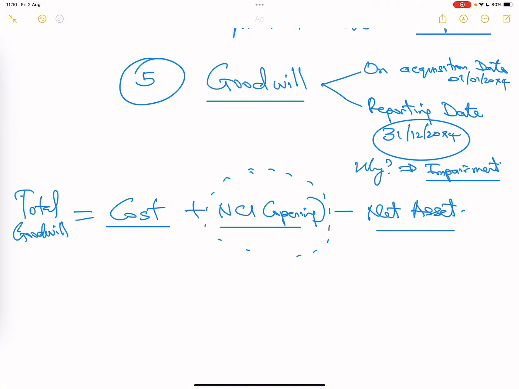And this goodwill can actually be separated to give you the same answer. If you want, you can also do it in two parts, to say we want to calculate the parent goodwill first and calculate the NCI goodwill.